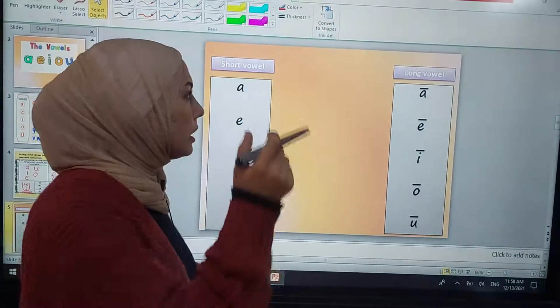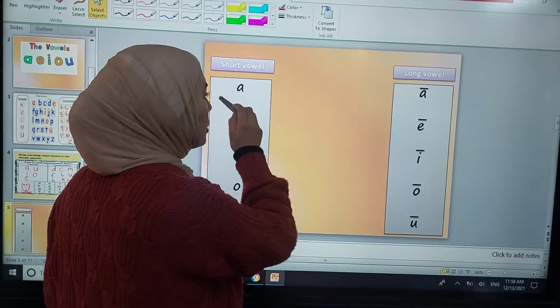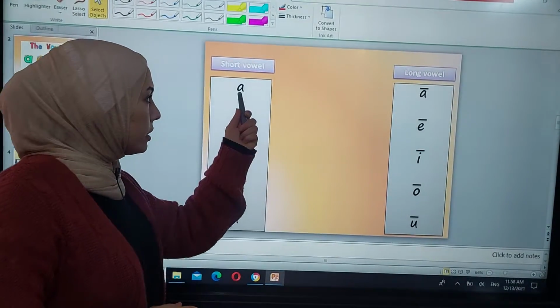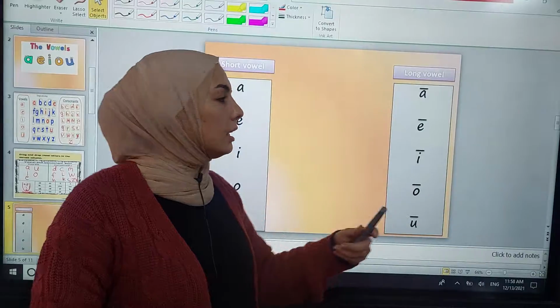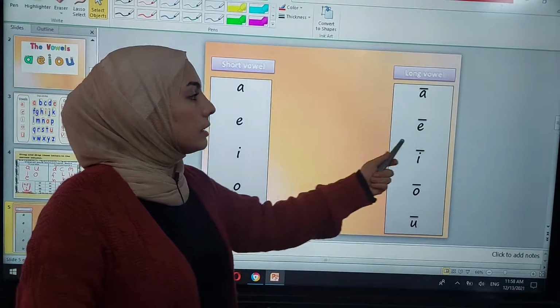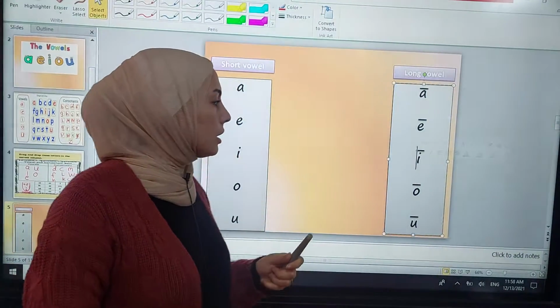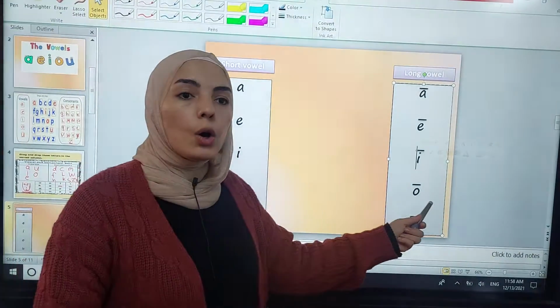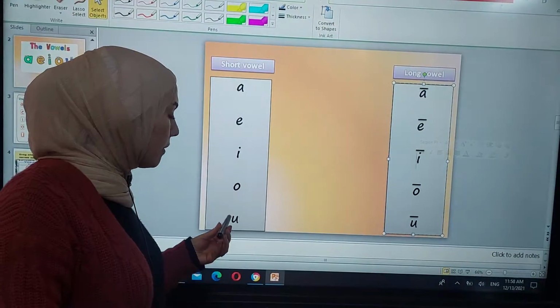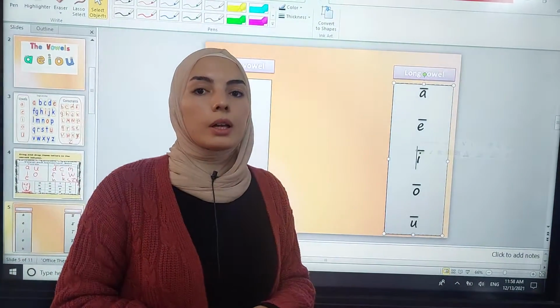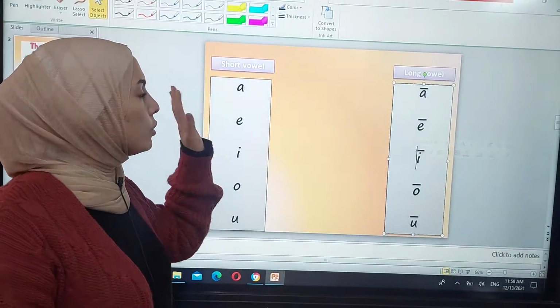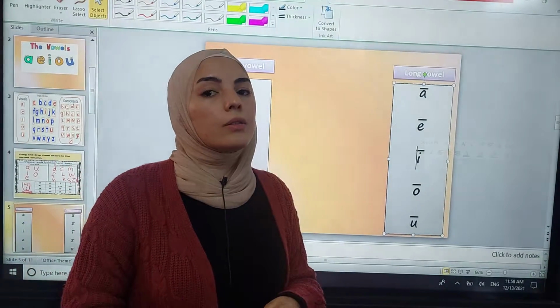Okay? Again, let's start. Short, long, okay? So this is A, E, I, O. And here we have A, U. Okay? These are the sounds for short vowels and long vowels.